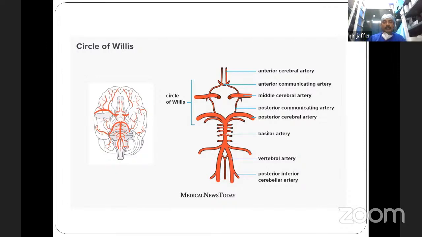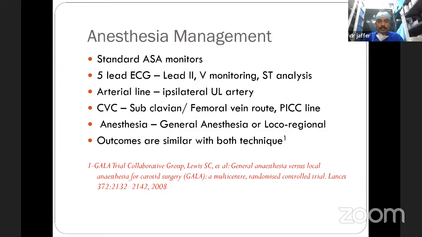I'll be coming to the details of the stump pressure in the coming slides. So what is the anesthesia management? It includes the standard ASA monitoring, that is ECG, pulse oximetry, and temperature monitoring. Especially coming to the ECG, lead 2 and lead V5 monitoring is very important with ST analysis. And for the arterial line, usually the ipsilateral upper limb artery is cannulated.